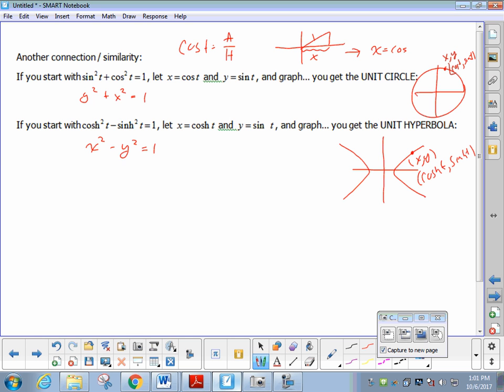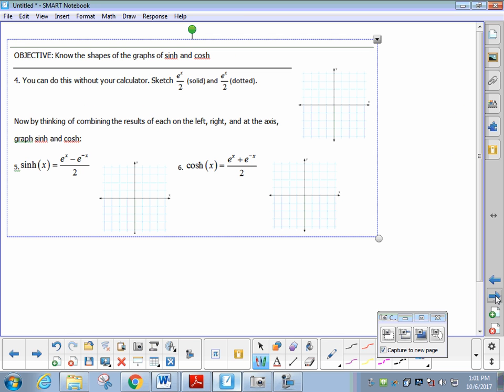That's why they call it hyperbolic trig, because the basic identity boils down to a hyperbola equation rather than a circle equation. Right? Well then, off you go.